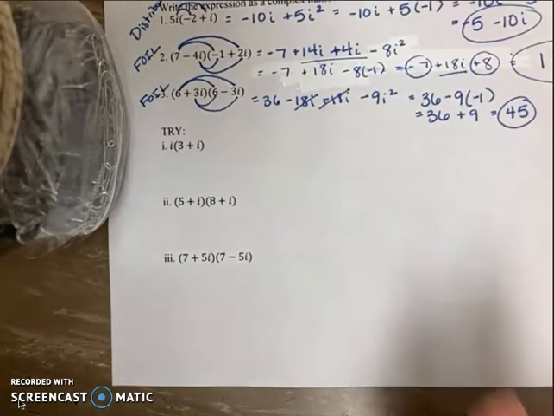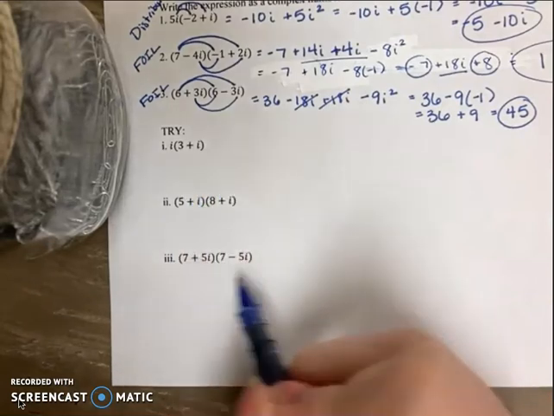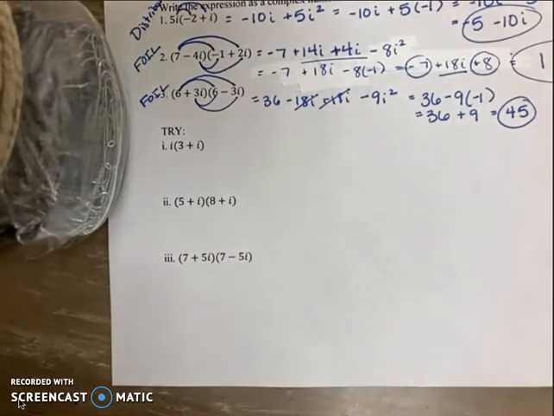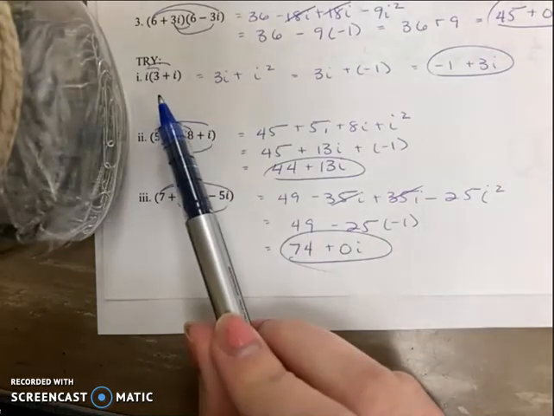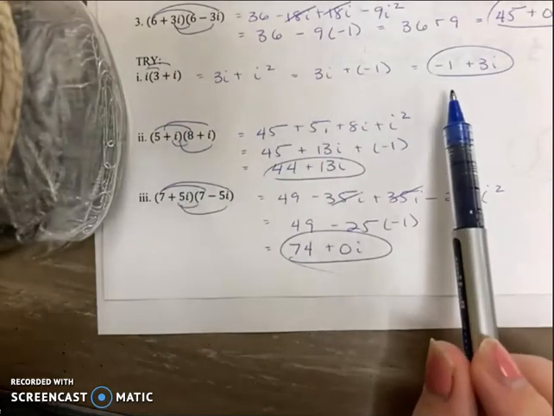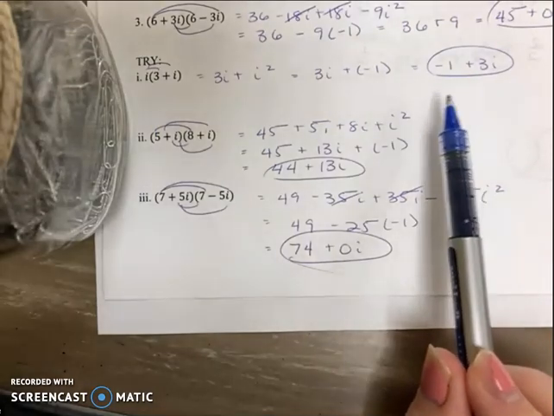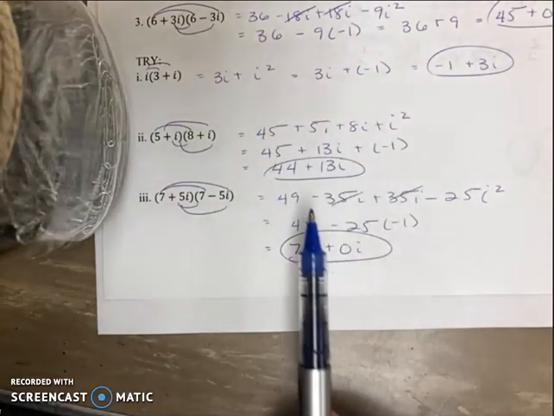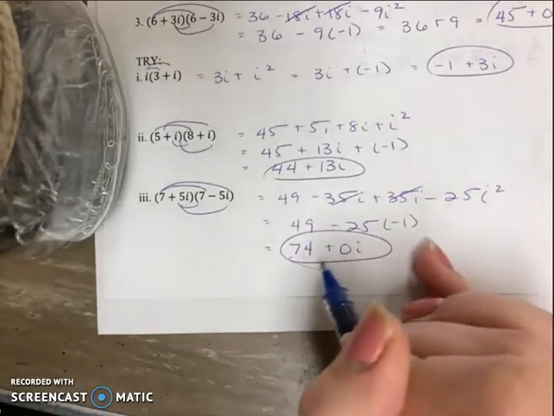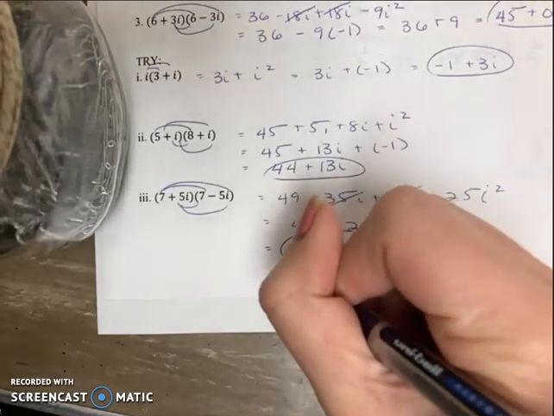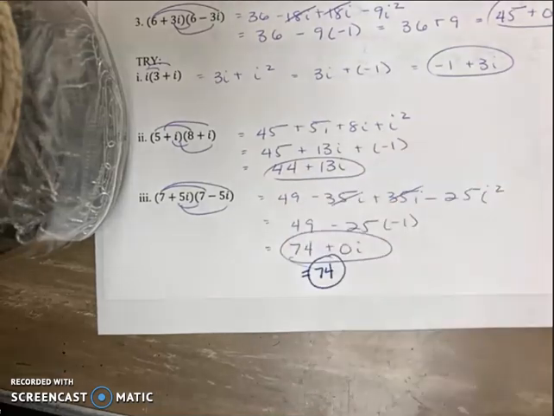I'd like you to pause the video and try these 3 problems before we move on to dividing complex numbers. As always, feel free to pause the video and check my work if you got the incorrect answers. But for the first one, I distributed the i and ended up with negative 1 plus 3i. For 2 and 3, I FOILed both of those. I ended up with 44 plus 3i, and I did write it as a complex number, but technically the most simplified answer would have just been 74 for the third try problem.